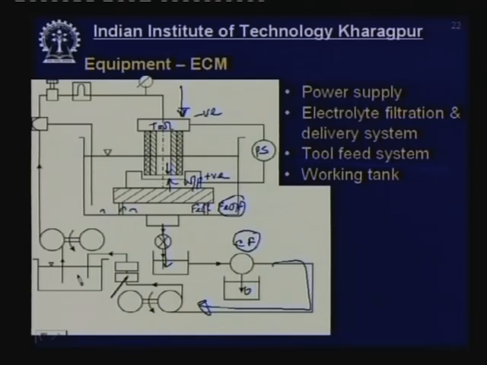So, these are the basic modules of electrochemical machining, and to summarize once again, you require a power supply, filtration unit, tool feed system and working tank. These are the basics of the basic module.